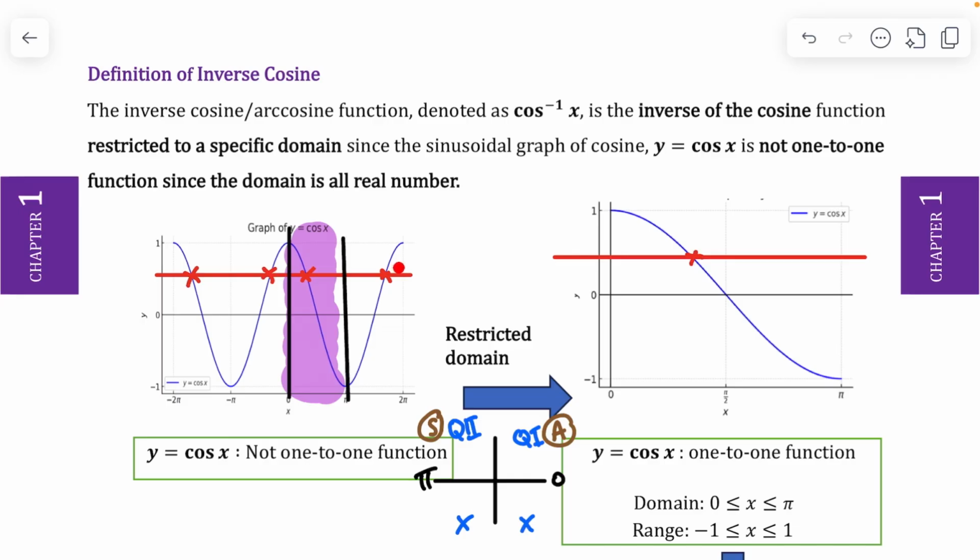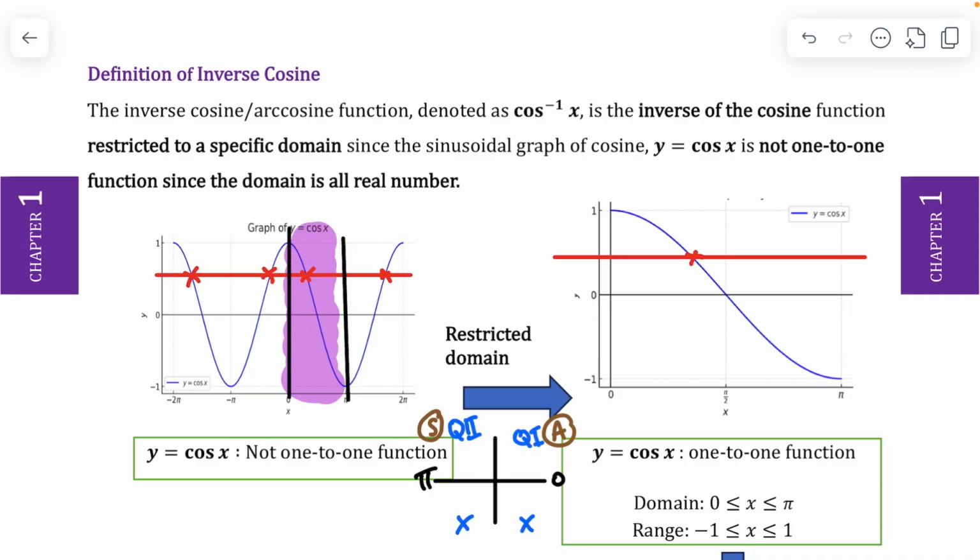Now we will do it a bit differently than inverse sine, because for inverse sine we cut from minus pi over 2 until pi over 2. We cannot do that here, because if you do that, you still will fail the horizontal line test. That's why we adjust a little bit going to the right. So the restricted domain will be from 0 until pi. If you translate the graph, this is the graph here.